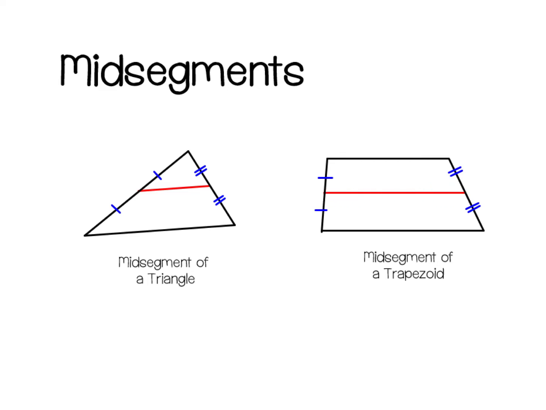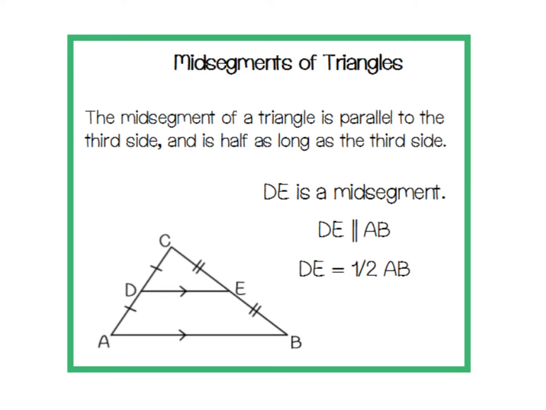All right, so we're going to look at some properties with these. So we're going to start with triangles. So here's what we know. With triangles, the midsegment is parallel to the third side. So that means that DE in this case is parallel to AB. Okay, so that's always going to happen. So it's always parallel to the third side. The third side is the side that is not connected to, basically.